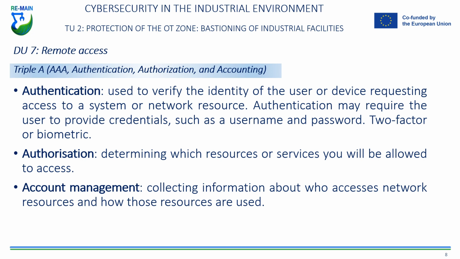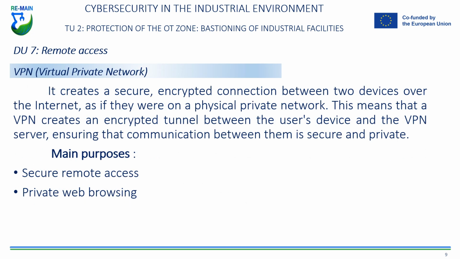The AAA process set is commonly used in network systems to control access to network resources such as servers, routers, and firewalls. It can also be used in identity and access management, IAM, systems and cloud security systems. Using AAA helps ensure that only authorized users can access network resources and that network resource usage is logged for auditing and compliance purposes.